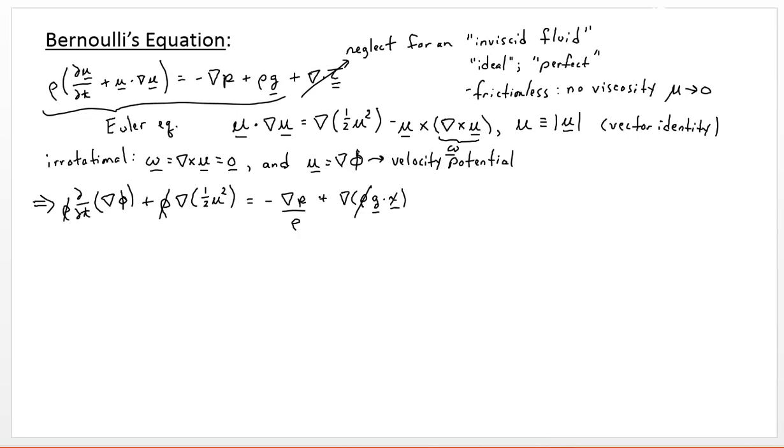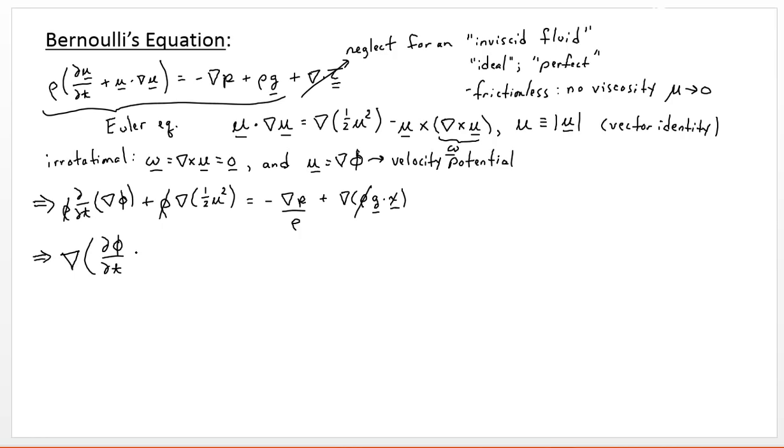And then we can bring everything to one side and put it within the gradient operator. So what we get is the gradient of the time derivative of the velocity potential. We simply interchange the order of the derivatives, the time derivative and the gradient operator, which we can do if these are continuous functions in space and time. So we have that first term.